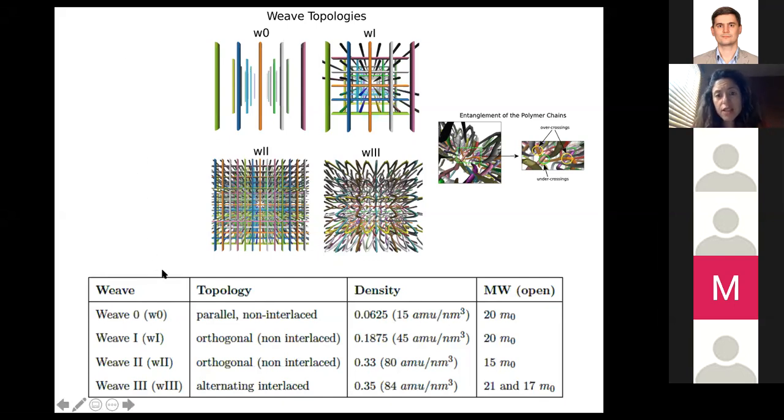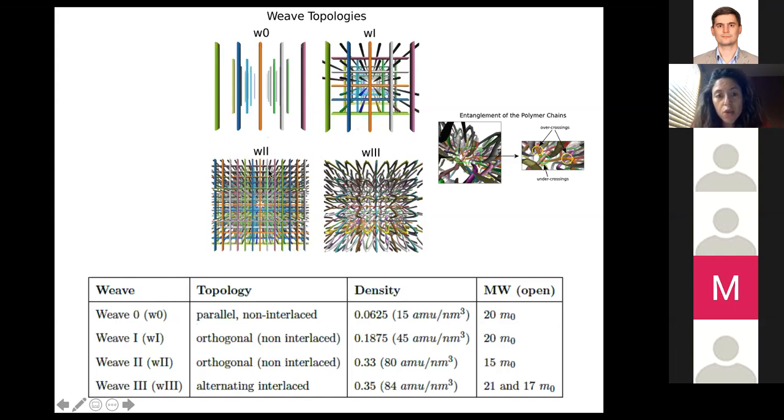So we studied 4 different systems. First is just parallel. So these are the original conformations we started our simulations with. These are actually bead spring models of polymers. And we have 4 weaves. One is just parallel, it starts like this. One is an orthogonal weave. You kind of understand what I mean by looking at it.